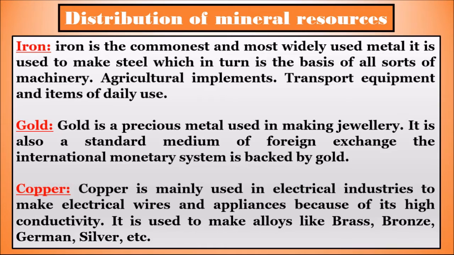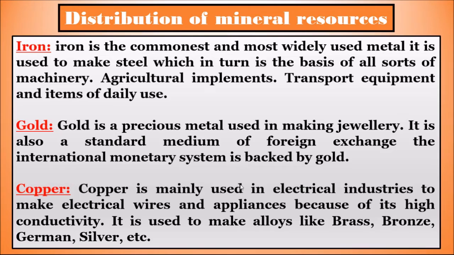Next, we discussed the last topic, the distribution of mineral resources. Iron is the commonest and most widely used metal. It is used to make steel, which in turn is the basis of all sorts of machinery, agricultural implements, transport equipment, and items of daily use. Gold is a precious metal used in making jewelry. It is also a standard medium of foreign exchange, and the international monetary system is backed by gold.